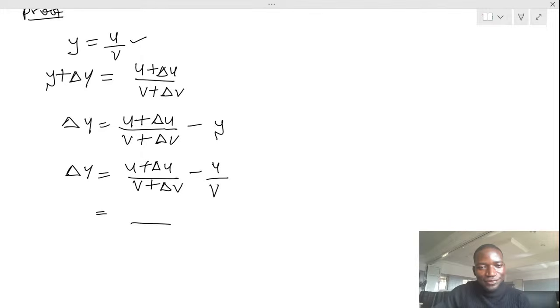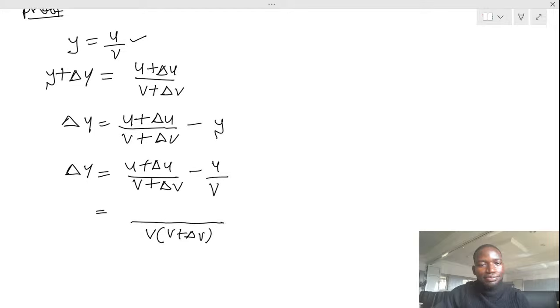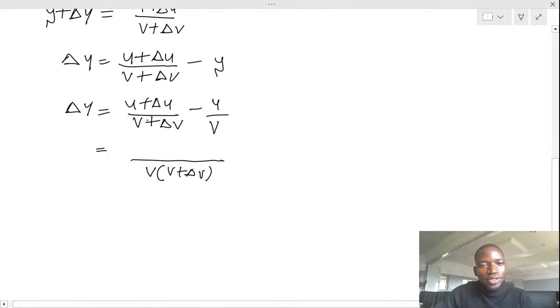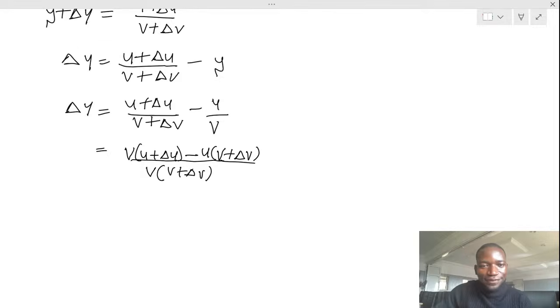So let's find the LCM. The LCM will be the product of both denominators. So that will be v into v plus delta v. That's our LCM. So when you take v plus delta v in this LCM, it will cancel one another, so we are going to be left with v. So use that v to multiply the numerator. So that will be v into u plus delta u minus. Now, v in this denominator also will cancel out v, leaving us with v plus delta v. So use v plus delta v to multiply the numerator. We are going to have u into v plus delta v.